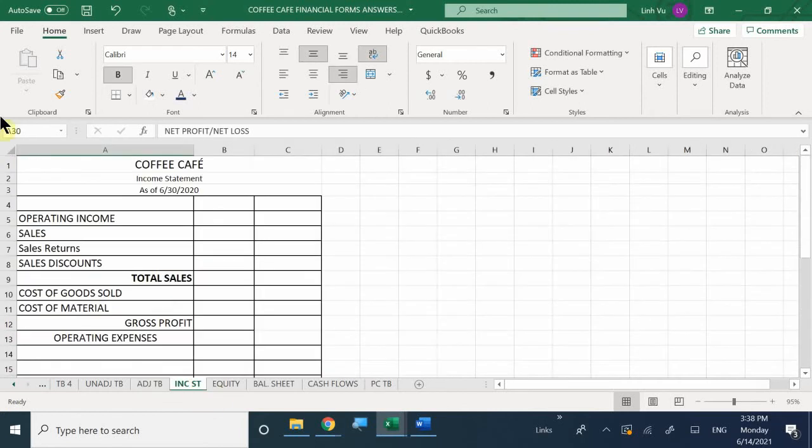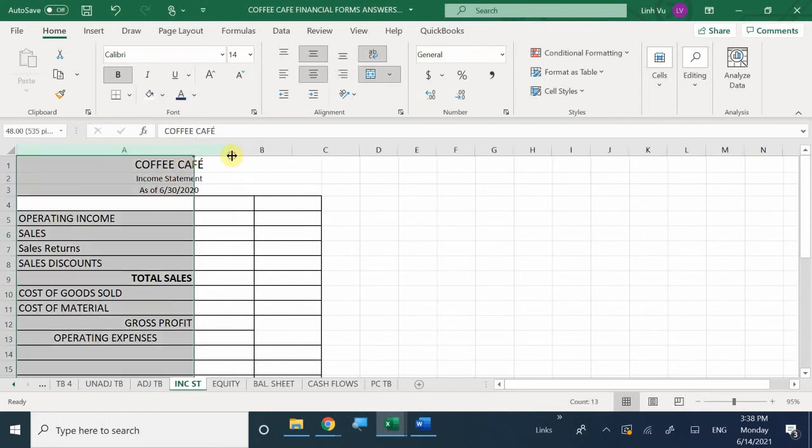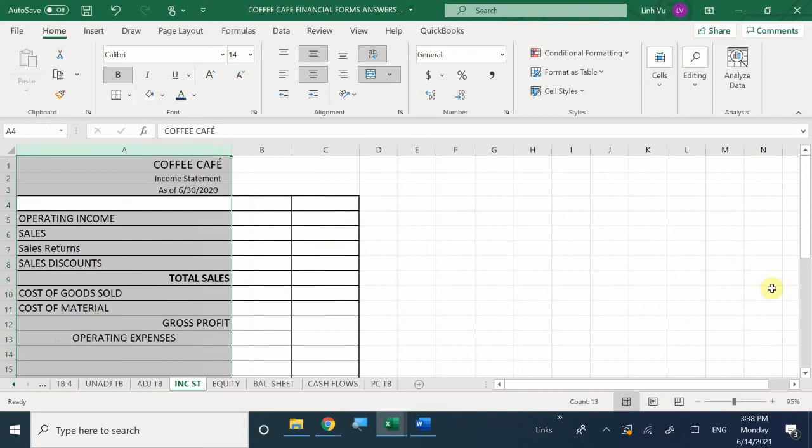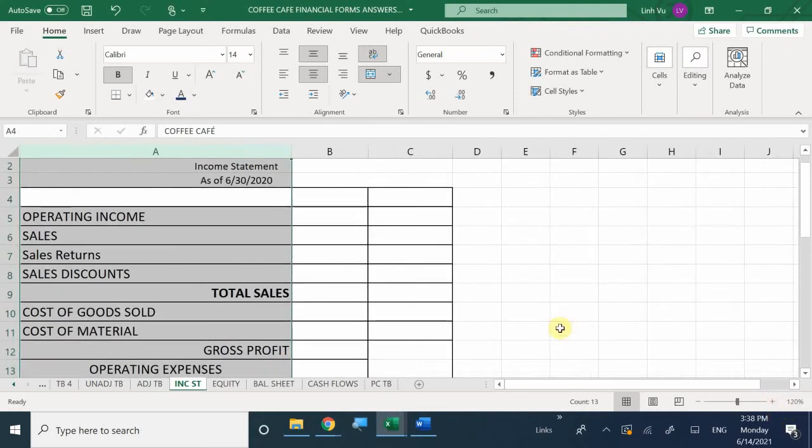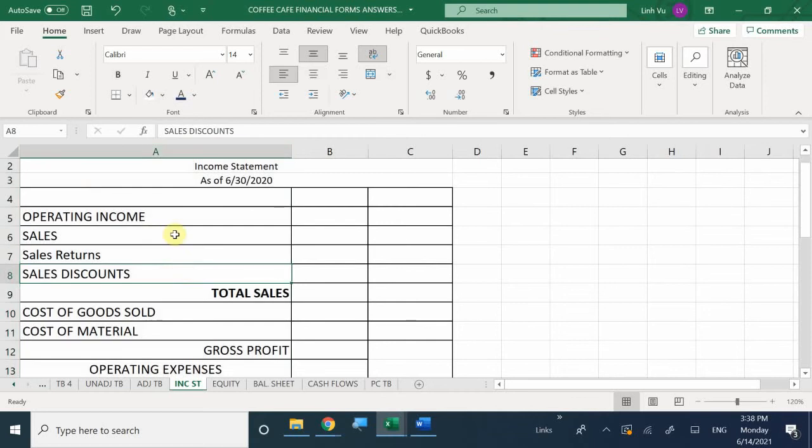So here's our income statement. What I did here is I filled out some of the bubbles for you, just so you had an idea of what we're going to be doing here. Okay, so first things first, I've mentioned before, we're going to keep our sales returns and our sales discount as separate accounts here.